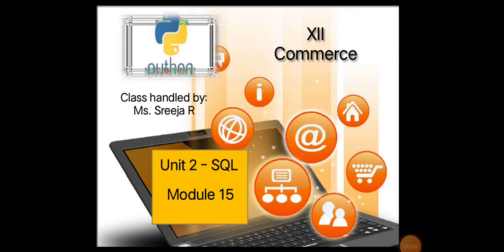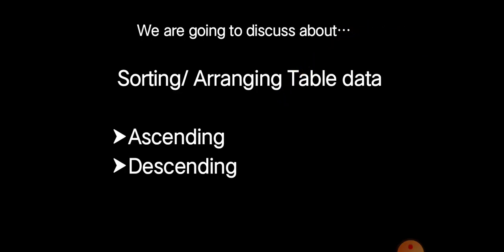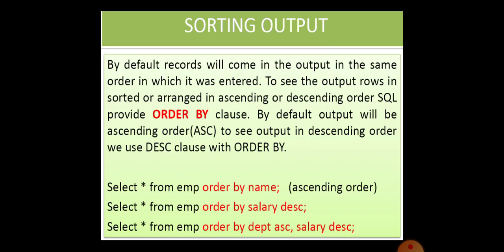This is the continuation module of the SQL unit. In this unit, we are going to discuss sorting of table data. What is the meaning of sorting? It is nothing but arranging the data in a particular order. We can arrange the data either in ascending or in descending order. Let us discuss how to sort table data using SQL queries.